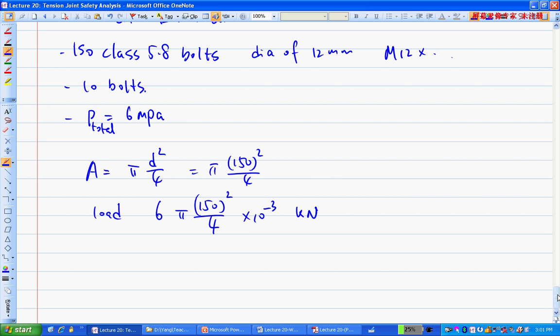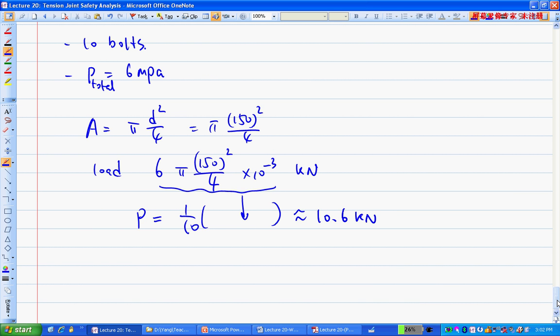With the total external load and 10 bolts, at one bolt location the load capital P is what? 1/10 times this value, which gives us approximately 10.6 kilonewton. So this is the capital P we're going to use for our calculation.